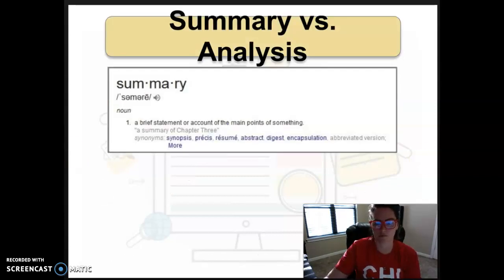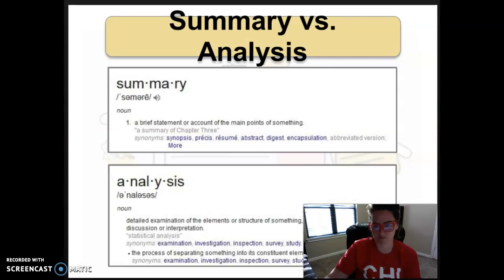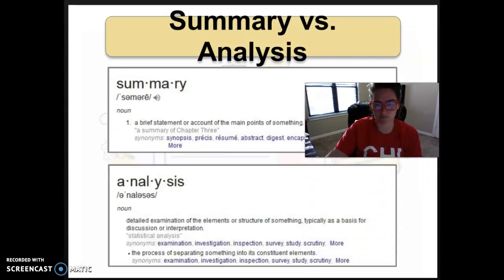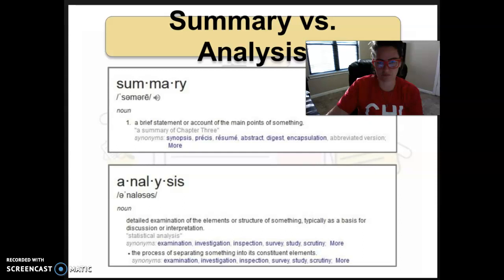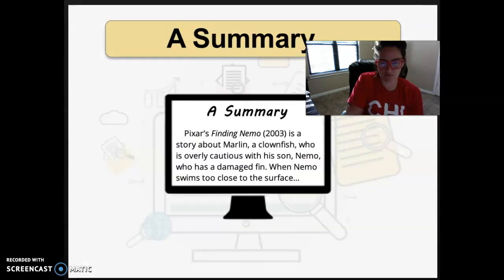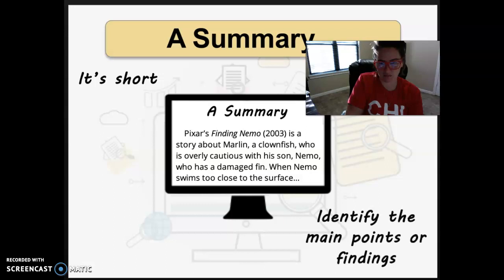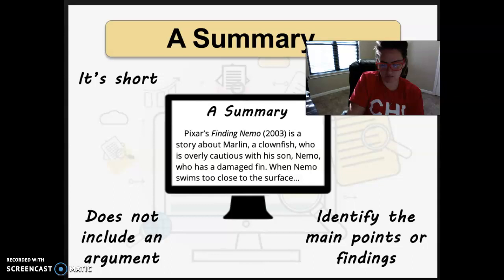Let's look at the differences between a summary, which you are probably already familiar with, and an analysis to help you better understand what is expected when you analyze. When you write a summary, it is typically short. You identify the main points or findings, but you don't include any strong argument or conclusions of your own. You are simply presenting factual and unbiased information that you have.